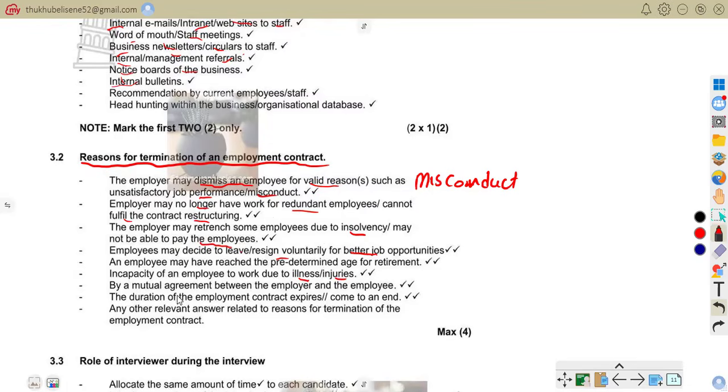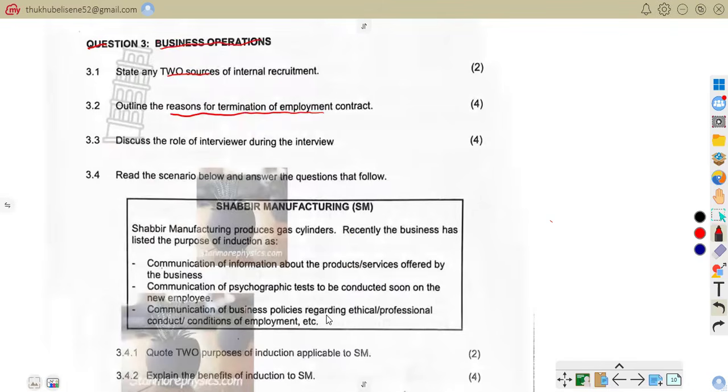It can also be by mutual agreement between the employer and employee. Both parties agree to end the contract. Both parties agree to part ways. The duration of the employment contract expires or comes to an end. So sometimes the reason for termination can be that the contract expired. That is when a fixed term contract ends. So now let us come to 3.3.